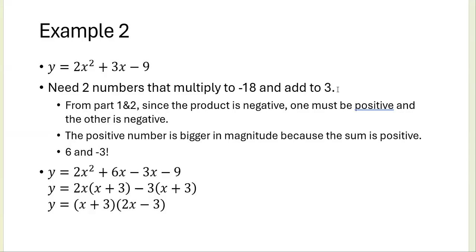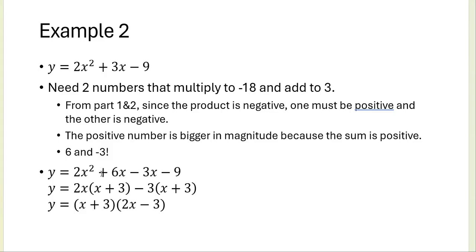And once you figure it out, you'll find that it's 6 and -3. Okay, 6 times -3 is -18. 6 plus -3, or 6 minus 3, is 3. Okay, so once again, we're going to use these two numbers to break up this 3x. Okay, 2x squared plus 6x minus 3x minus 9. Notice this 6x minus 3x simplifies to 3x, the original. I did not change anything. This is just a hack to help you factor.